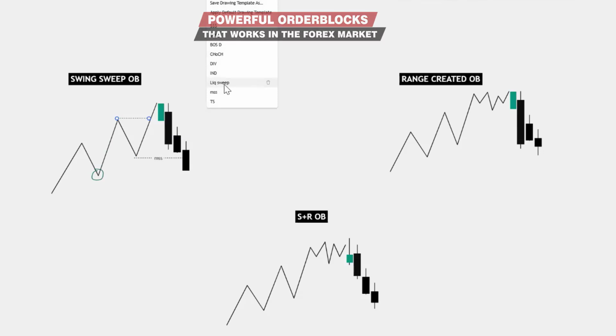So seeing this right now means you've been able to identify the sweep of this swing high, and what can you do at this particular point? The simple thing you can do right now is go ahead to identify and mark out the order block we have at this particular area. So this is a valid order block that offers good results in the market.